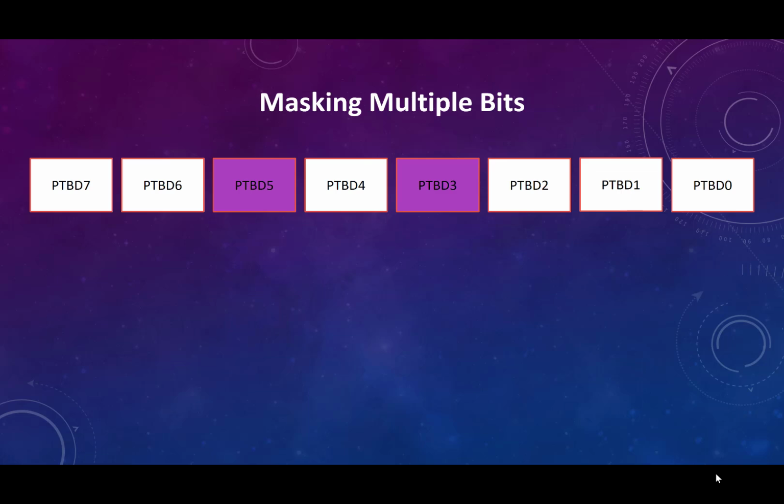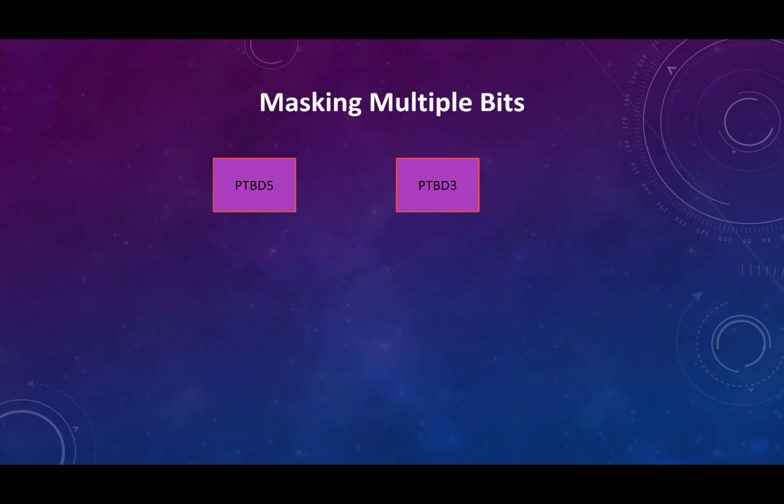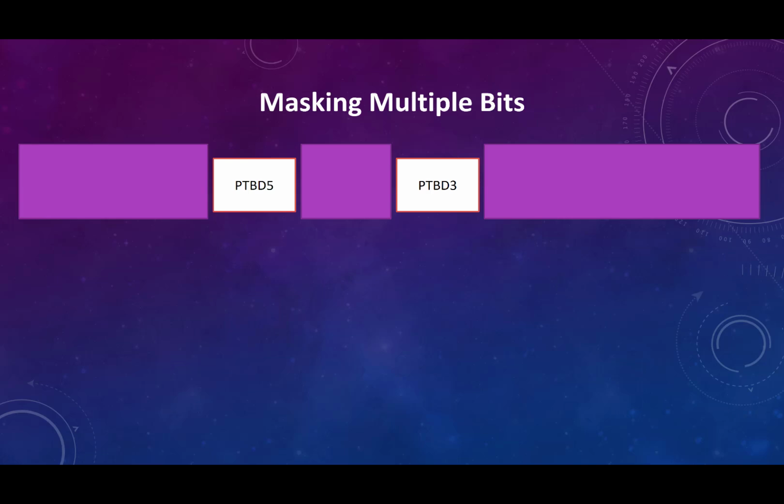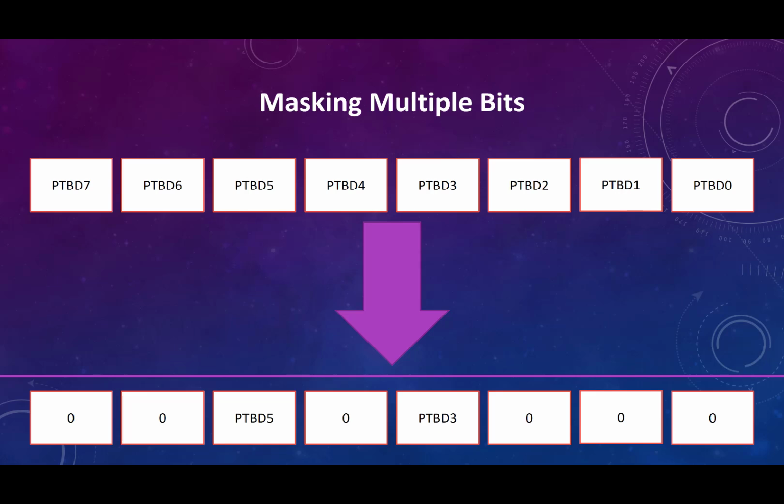So let's say that we want port B D3 and port B D5. We want both of those bits. We want the rest of them to just go away. Or alternatively, we want to mask over those other bits, so that we're left with just these two. How do we want to do that? Let's do what we did last time.